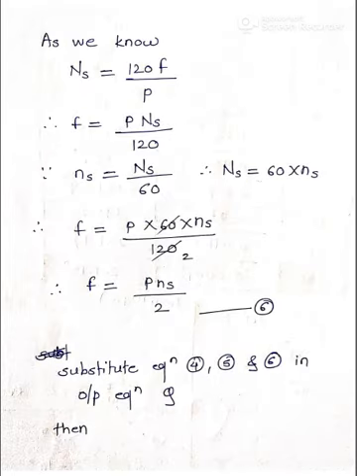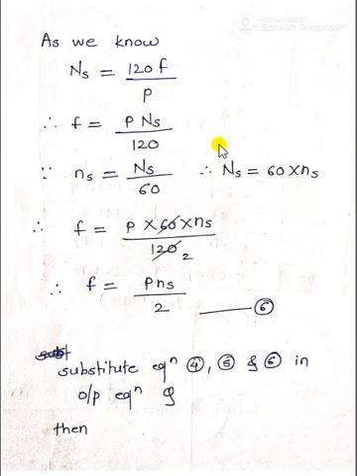Now next is, as we know, the synchronous speed Ns is equal to 120 f upon P. We are rewriting this equation in the form of frequency: f is equal to P Ns upon 120. As we know, the small ns is the synchronous speed in rps, and we want this equation in rps. So ns is equal to capital Ns upon 60. Therefore, capital Ns is equal to 60 into ns.